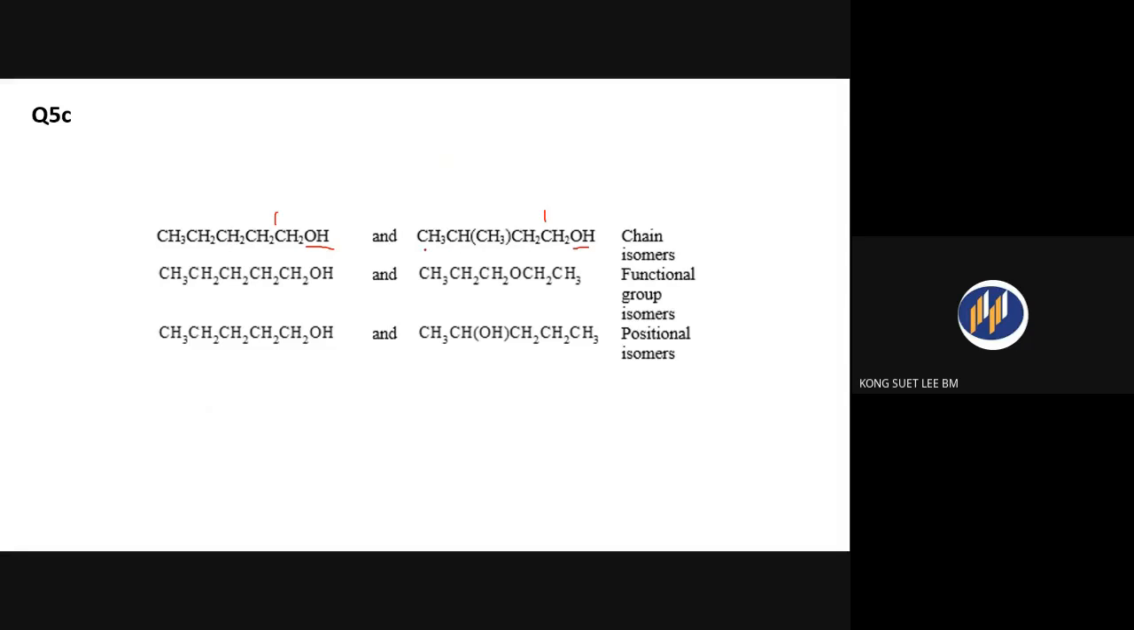Okay, here is 4 carbon with 1 branch. This one is 5 carbon. You can try for 3 carbon with 2 branches. Also can. Okay, and then next is about the functional group isomer, alcohol. And then this one, COC. And then the last one is position because it is C1, now change to C2.